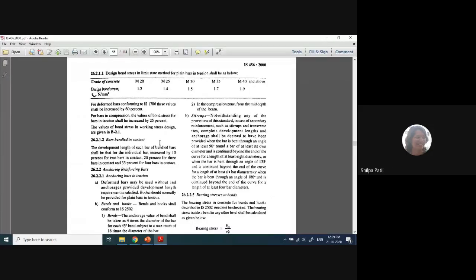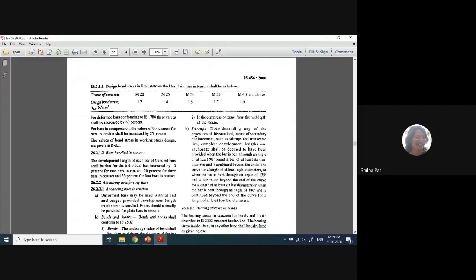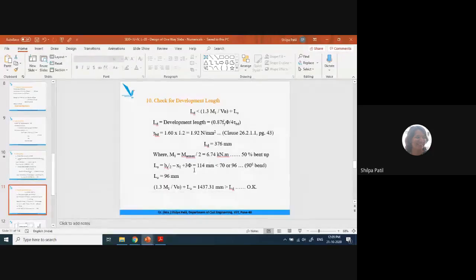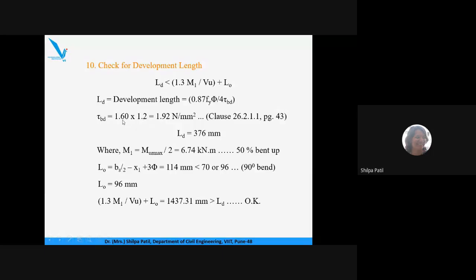One minute, I forgot to explain one statement here. Are you able to see the code on the screen? Below this table, one statement is written: for deformed bars conforming to IS 1786, these values shall be increased by 60%. So whatever tau BD value 1.2 you are adopting, if your steel is HYSD, that is deformed bar, that is Fy equal to 415, in that case this value should be increased by 60%. That's why here the tau BD value is increased by 60% by applying a multiplication factor of 1.6. So the tau BD should be 1.6 into 1.2, that is 1.92.